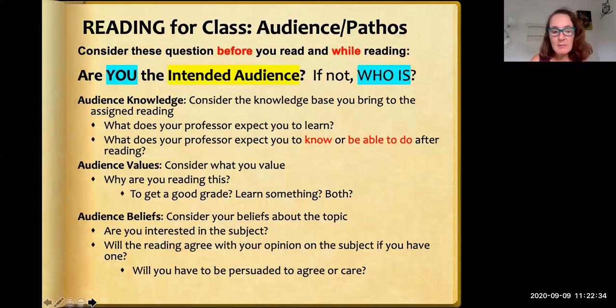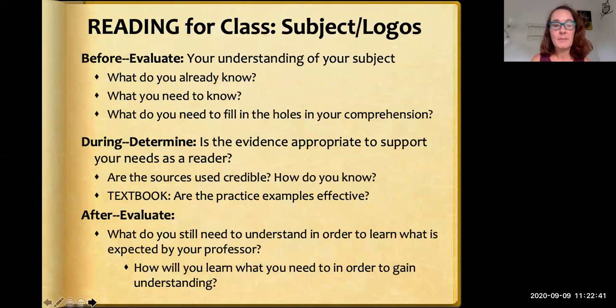Audience beliefs. Consider your beliefs about the topic or the intended audience. Are you interested in the subject? Will the reading agree with your opinion on the subject if you have one? Will you be persuaded to agree or care?